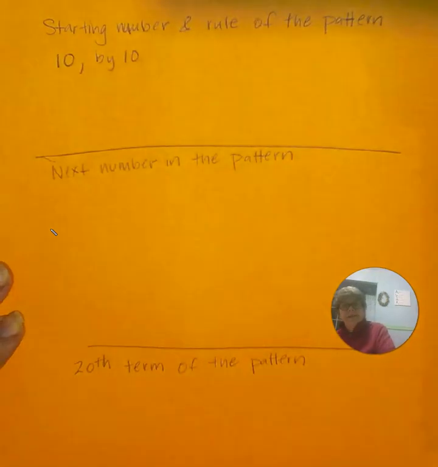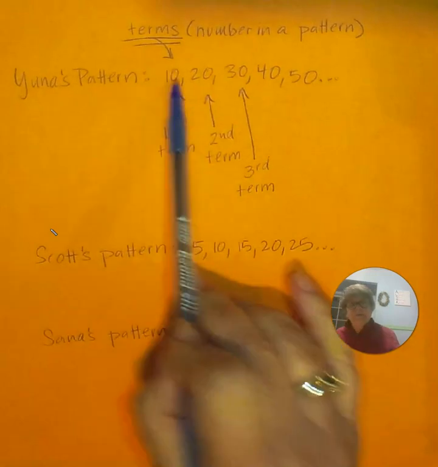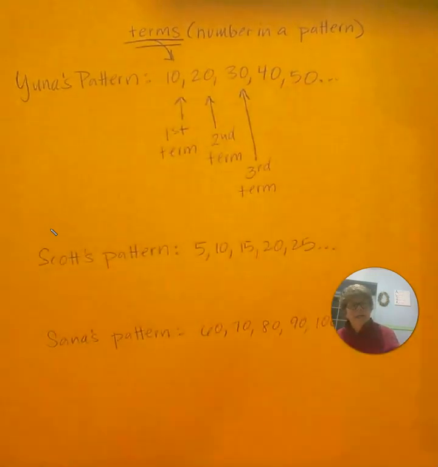Okay, so what would be the next number in that pattern? 10, 20, 30, 40, 50. What would come next?